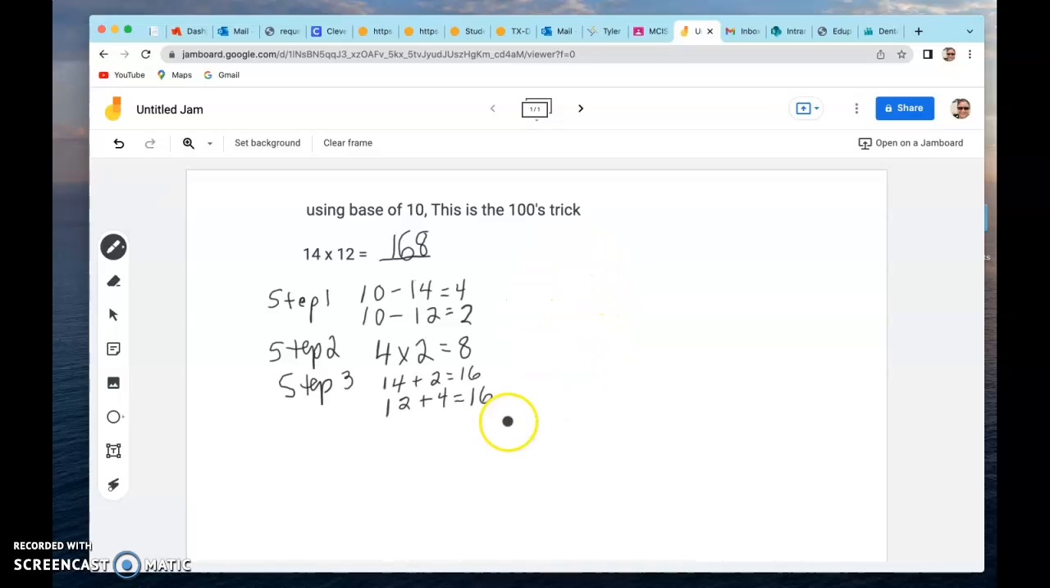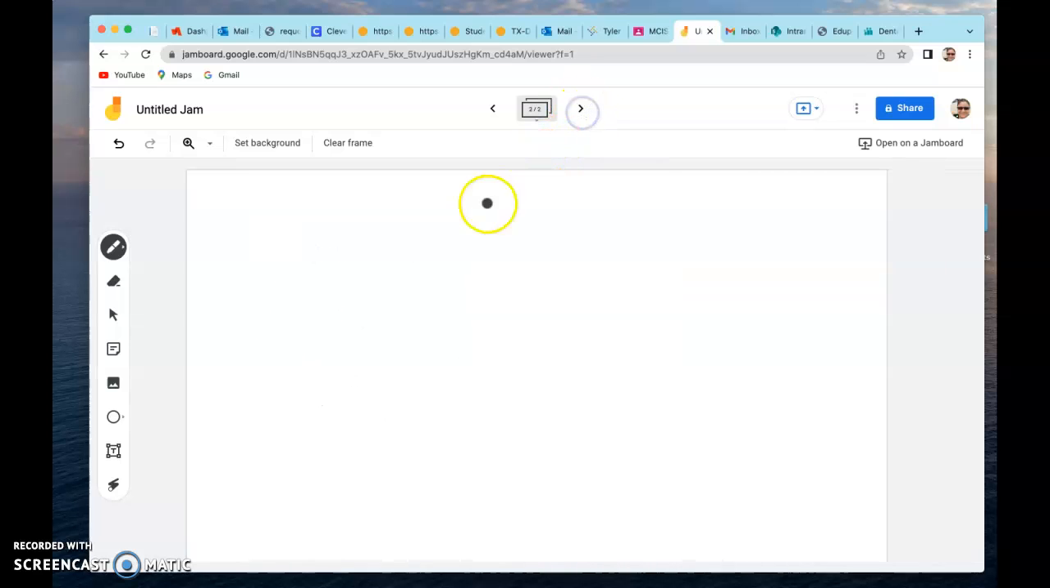Do it again. This would be example 1. Let's do it again. 15 times 13. What do we do first? Subtract. And what do you have left over? 5 times 3.